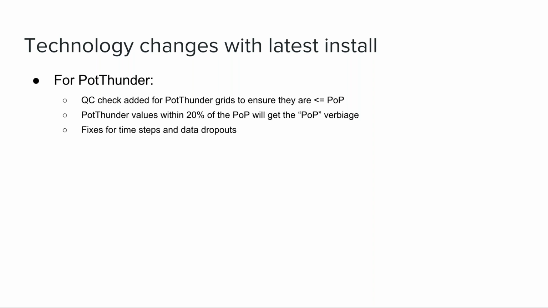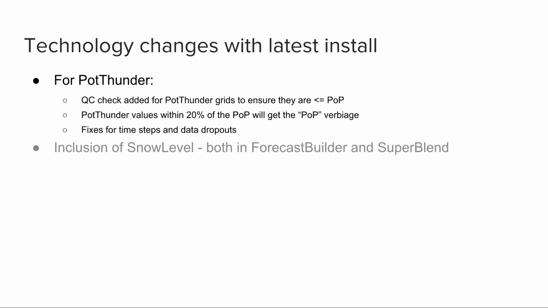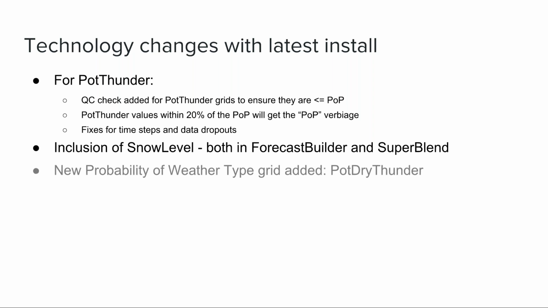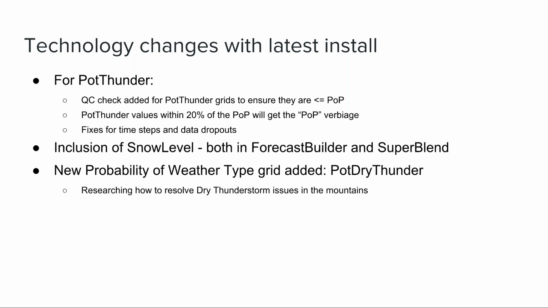And then we've had some issues with some time steps and data dropouts. There are some fixes in place for those. We've included snow level, both in ForecastBuilder and SuperBlend. That's mostly for the mountain offices of Central Region and also in the Western Region. There's a new probability weather type grid added for dry thunderstorm. This has been added primarily to help resolve dry thunderstorm issues in the mountains. There's still research going on about how we're going to utilize this, but there's definitely a need for it to separate out the dry thunderstorm from the regular thunderstorm.